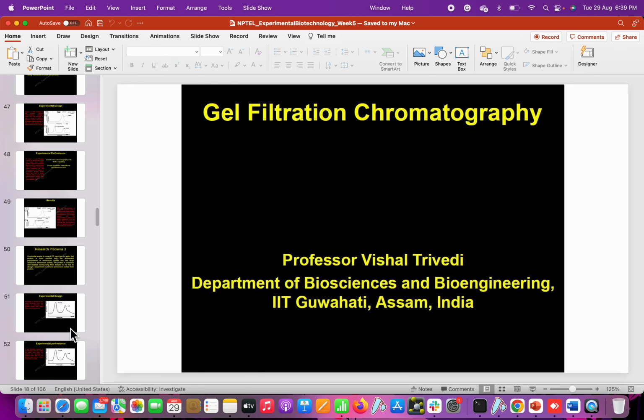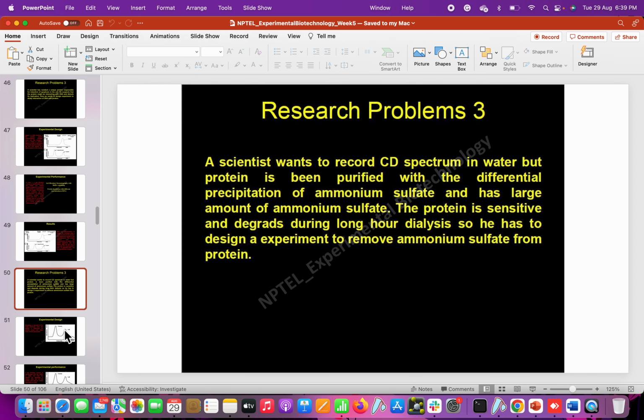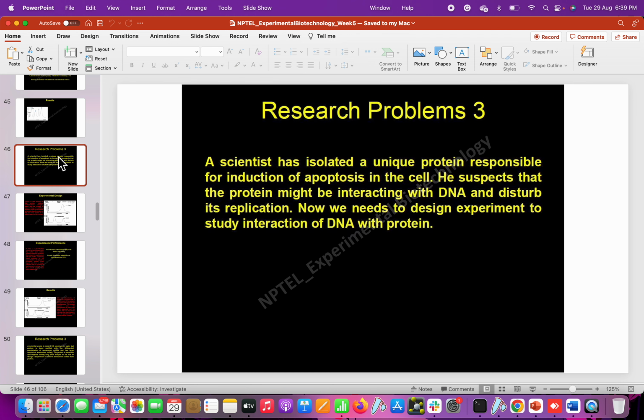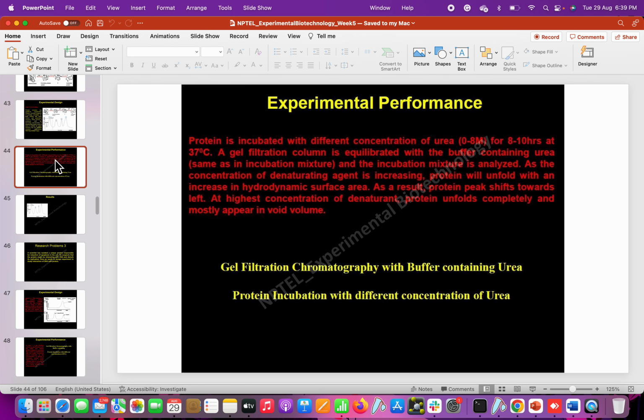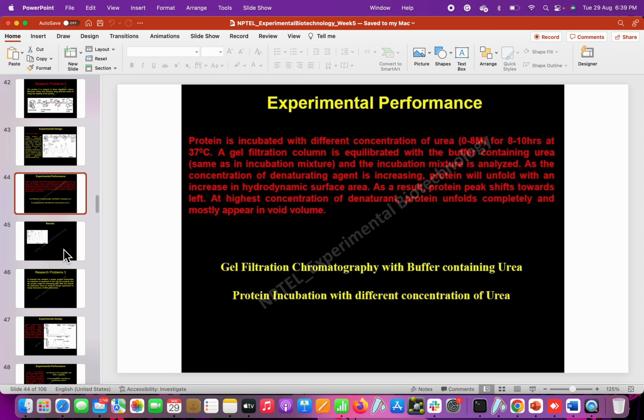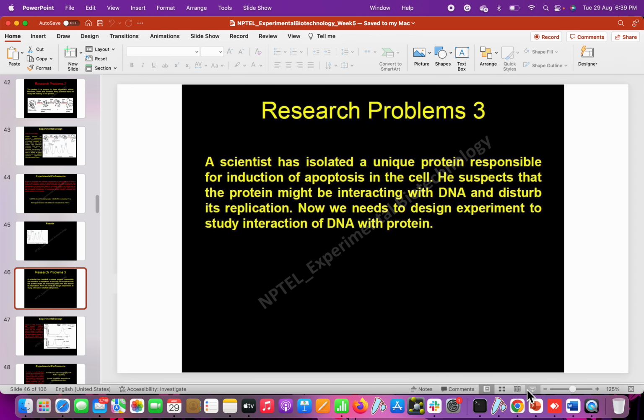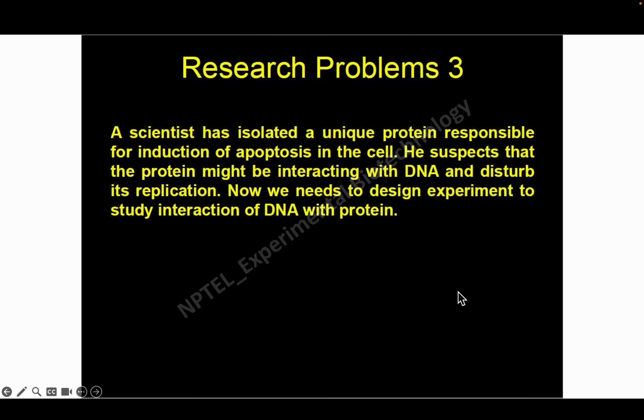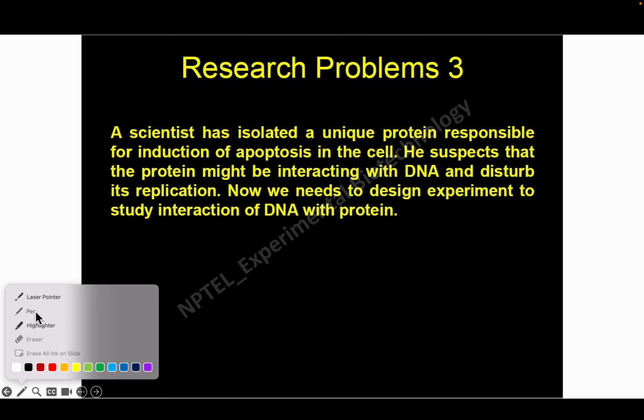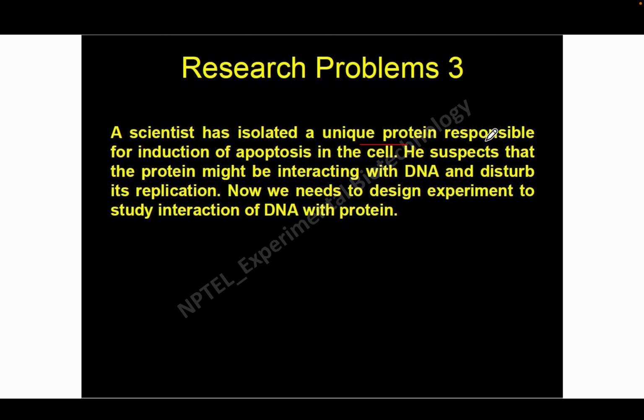So we were at research problem 2. Now we'll start research problem 3. A scientist has isolated a unique protein responsible for induction of apoptosis in a cell. He suspects that the protein might be interacting with DNA and disturbing its replication. Now we need to design an experiment to study the interaction of DNA with the protein. How can you do that?